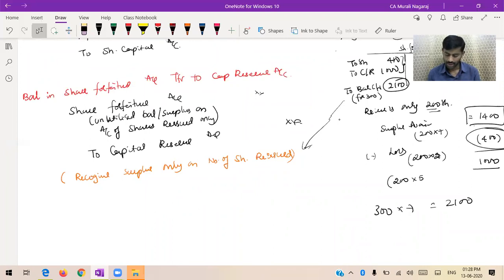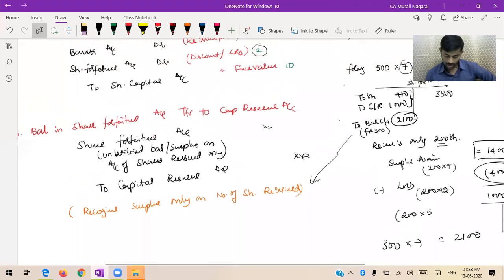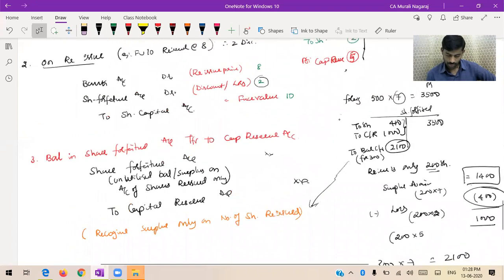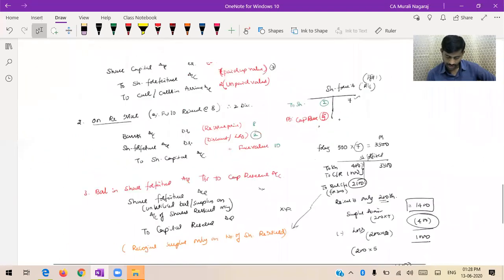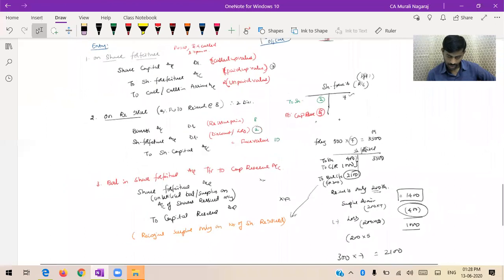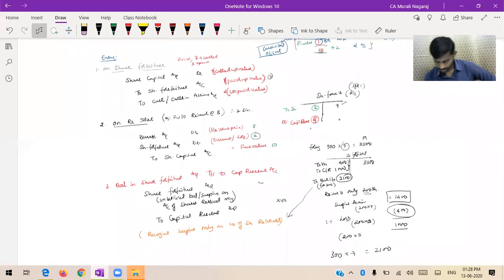For shares not reissued, you should not recognize profit or loss, since they have not been reissued. Profit or loss is to be recognized only on the shares which are reissued. Friends, are you understanding? Slowly. Friends, are you there? Yes, sir.